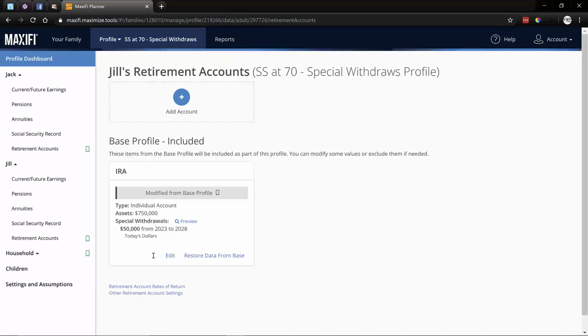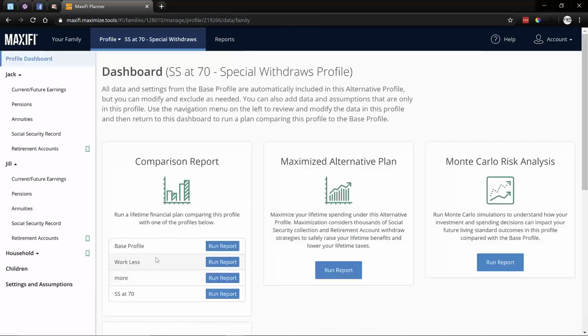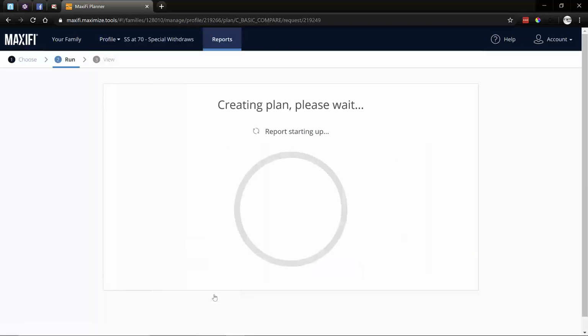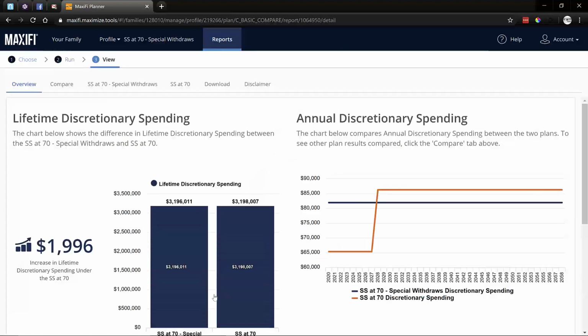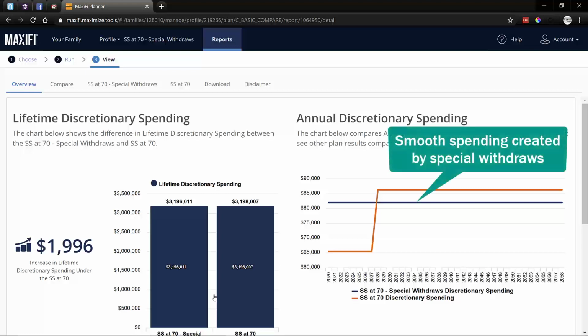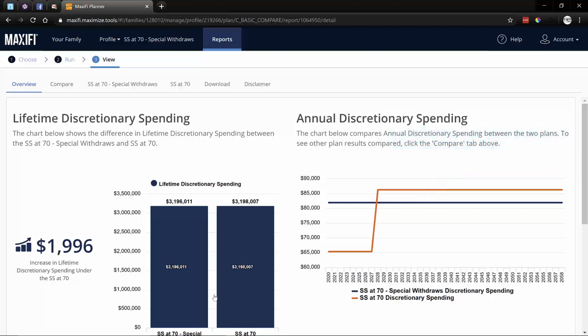So now I'm ready to run this report, and I'm going to run this Social Security at 70 with special withdrawals against the Social Security at 70 report so that I can see how well I've addressed the cash constraint problem. In this case, the orange line is our Social Security at 70 without the special withdrawals. The blue line represents the same model, Social Security at 70, but with the special withdrawals. So let's take a look at that.